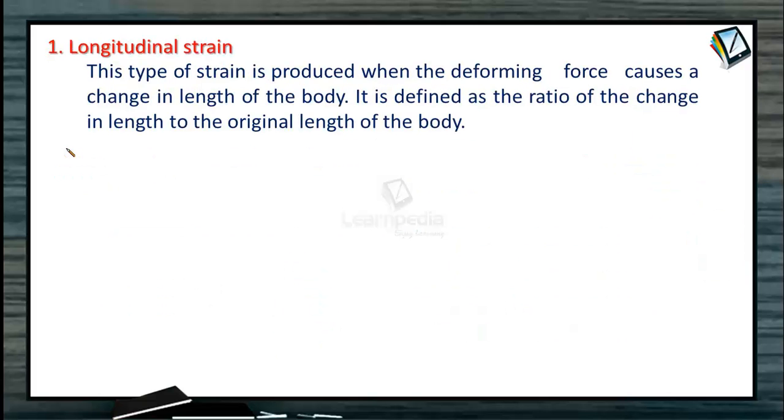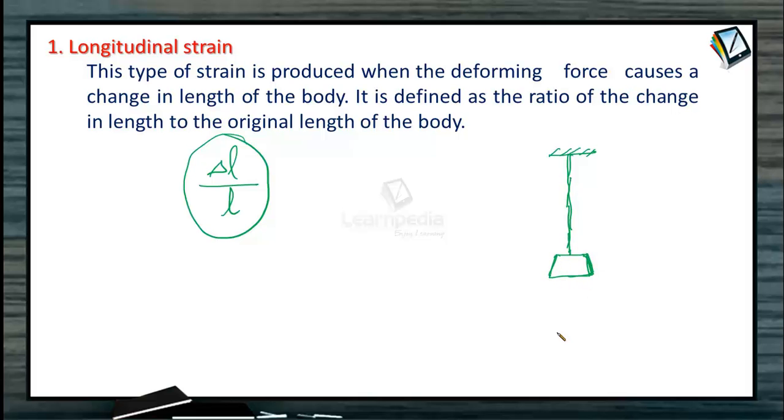For example, longitudinal strain. Longitudinal strain means change in length divided by original length of the rod or the wire. Suppose we have a fixed support from which we are hanging a metal wire, and suppose a weight is being suspended through this wire, then we know that tension is there all over this wire. Because of this, its length will increase. So this is the situation of longitudinal stress, and the corresponding strain will be the longitudinal strain. So change in length divided by the original length of the body is longitudinal strain.